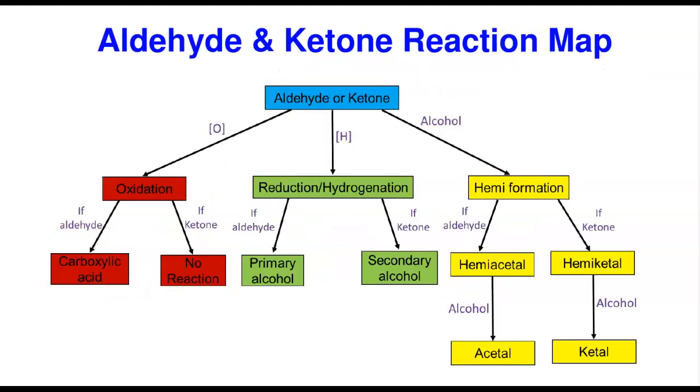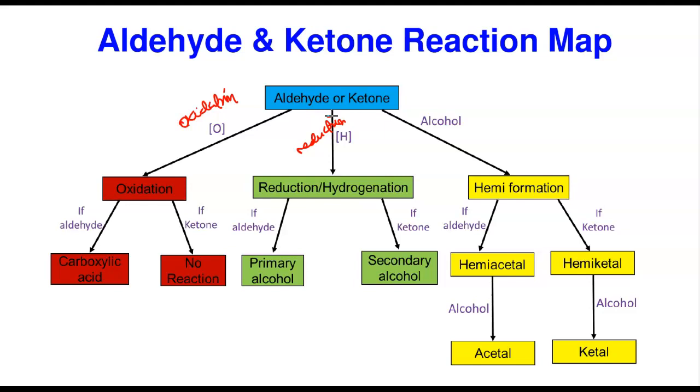Alright, the last thing we're going to talk about in this video is the reaction map for aldehydes and ketones. In this reaction map, we've discussed the first reaction, which is oxidation. Look at this, this is oxidation. And addition of hydrogen is reduction. In the second part of this lecture, we're going to be talking about the addition of alcohol. This addition of alcohol forms compounds we call hemiacetals or acetals, hemiketals or ketals.